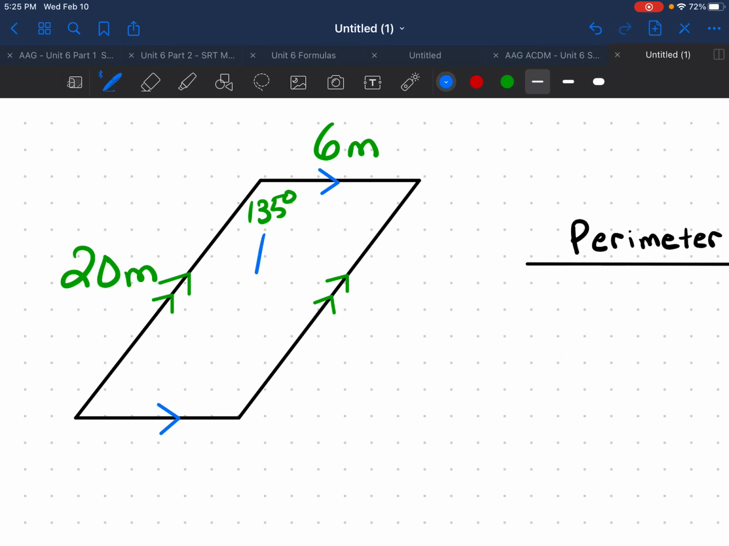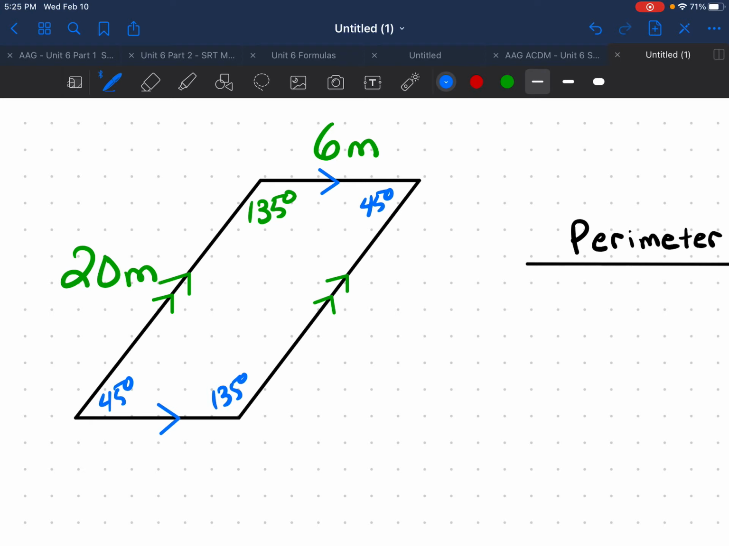So what I'd like to remind you is the angle across from 135 is equal to it, and the angles that are next to or adjacent to are supplementary. 180 minus 135 is 45 degrees. Nice. So that makes this one also 45 degrees.